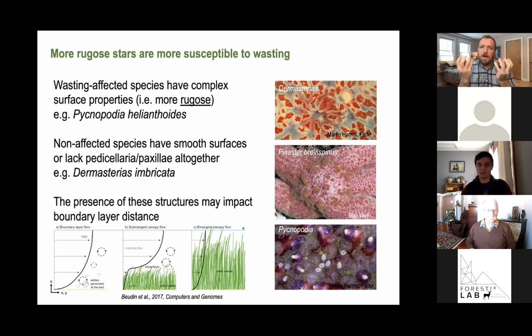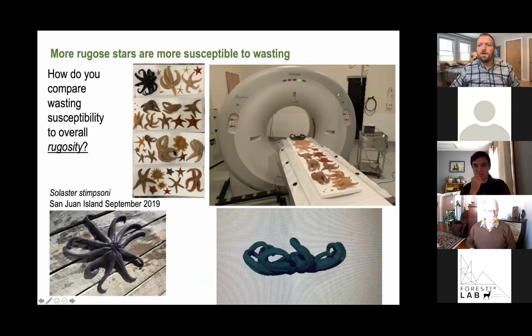Obviously, the more surface processes and rugosity you have on the surface, the more extensive a boundary layer you're going to have. This is a figure that I pulled from a paper on seagrass. What you tend to find is that if you have short seagrass blades, you have a less extensive boundary layer, whereas if you have much longer blades, you have a more extensive boundary layer. And so we thought perhaps this might relate to interspecies susceptibility. How do you compare rugosity?